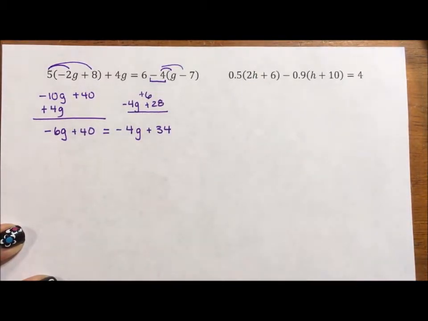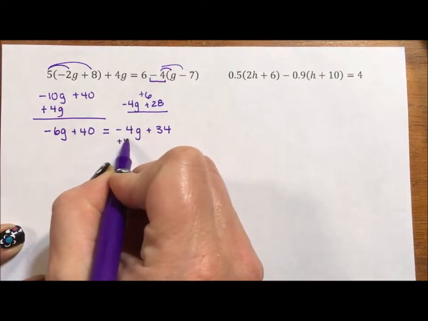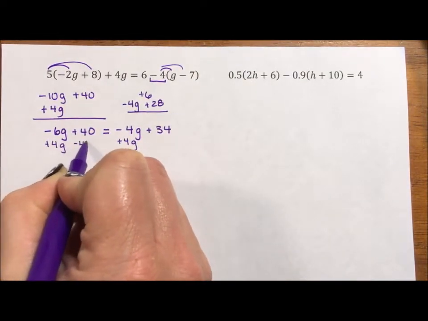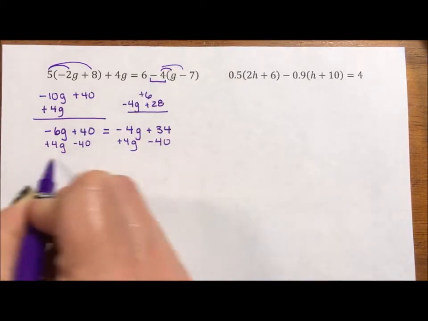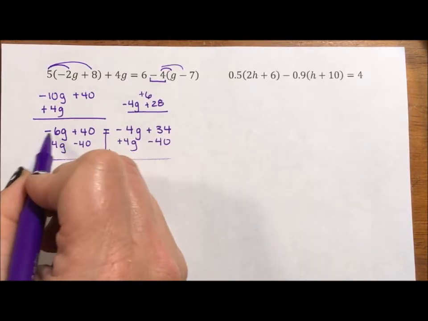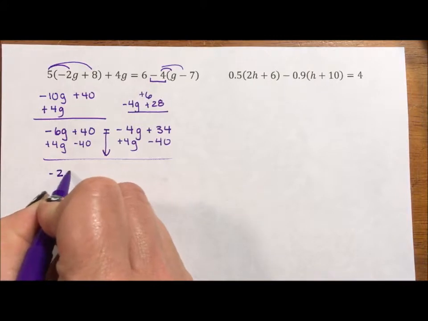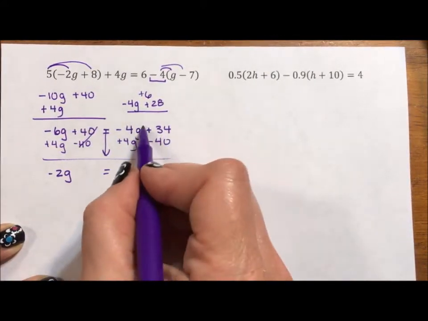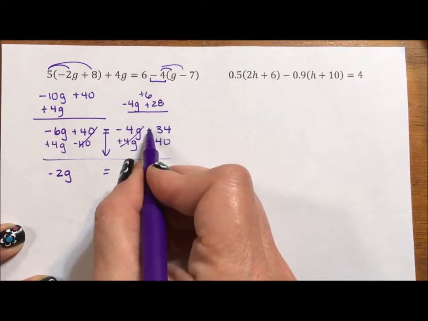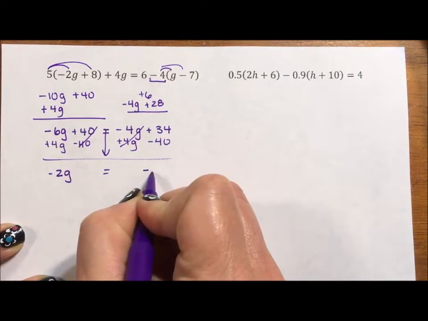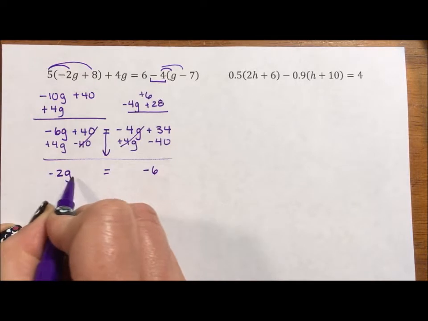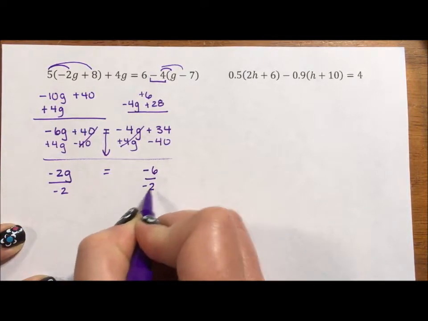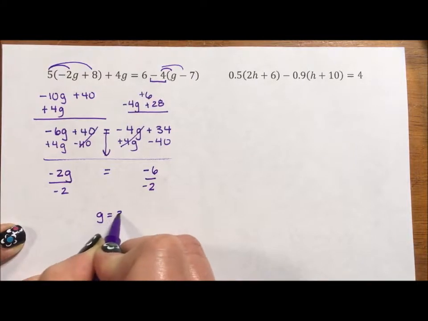Okay, so now we get to the fun part. I'm going to add 4g to both sides and subtract 40 from both sides. Negative 6 plus 4 is a negative 2g. Those cancel. And by cancel, I mean add up to 0. Positive, negative. The negatives are going to win. 6 are going to survive. This is multiplication. I undo multiplication with division. I divide both sides by negative 2, and g is equal to 3.